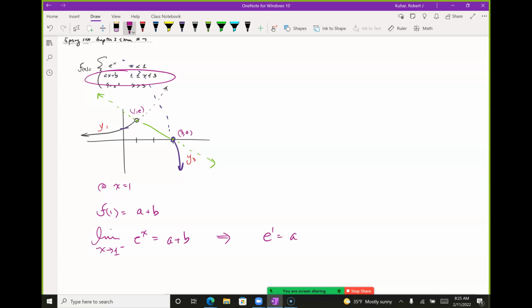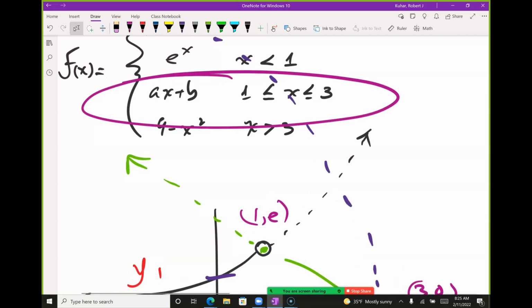No, hold the brakes for a second, Professor. Yep. Are you sure 4 minus x squared graphs at 9? 9 minus x squared. 9? Okay. Yeah. Okay, I was reading that as 4. Yeah. My bad. Yeah, that's no problem.